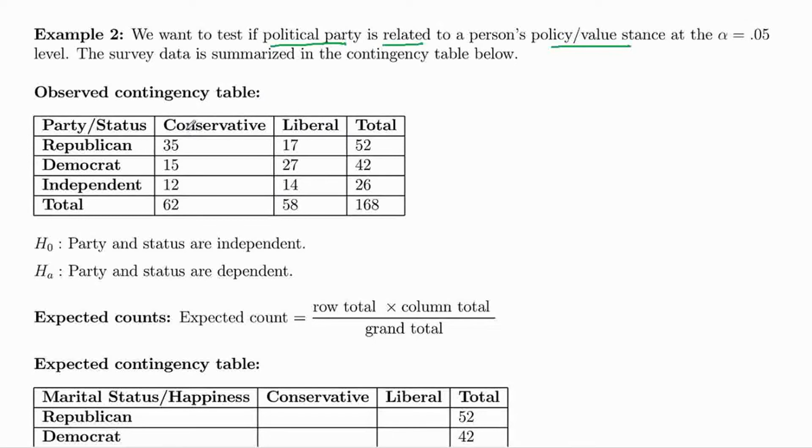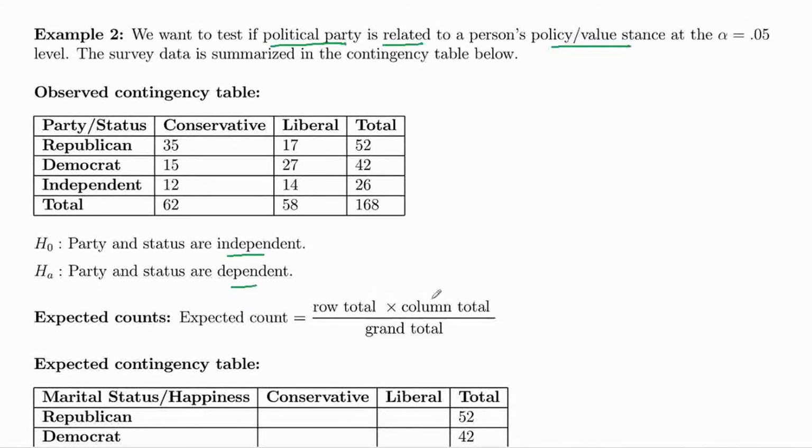So we've got conservative stance: Republican, Democrat, Independent; liberal stance: Republican, Democrat, Independent. Of course, these terms could mean something different to each party, liberal or conservative inside a party, but this is the data that we've got. The null hypothesis is going to be that party and status are independent. The alternative: party and status are dependent.